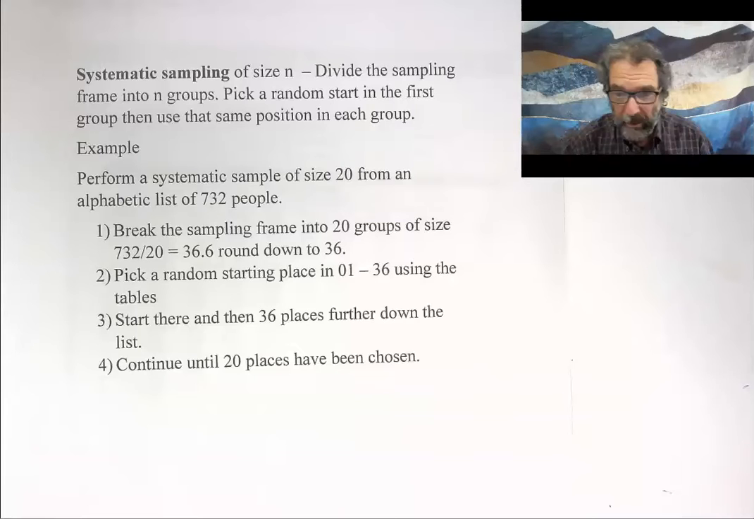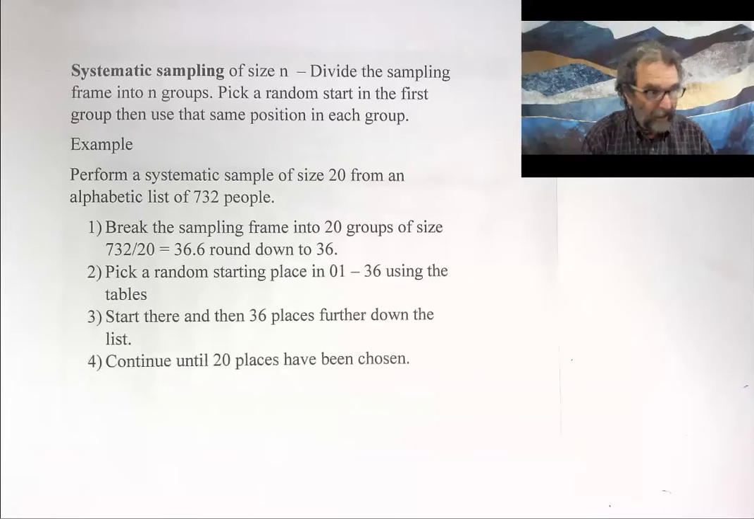Well, I'm back, and now we're doing systematic sampling. There's some randomness to it, but there's also some systematic aspects to the systematic sampling. If you want a sample of size n, you divide the sampling frame into n groups of basically equal size, pick a random starting place in the first group, and then use that same position in each group.